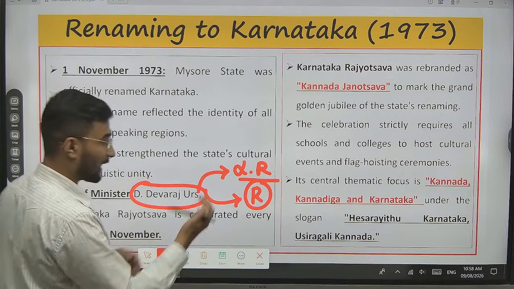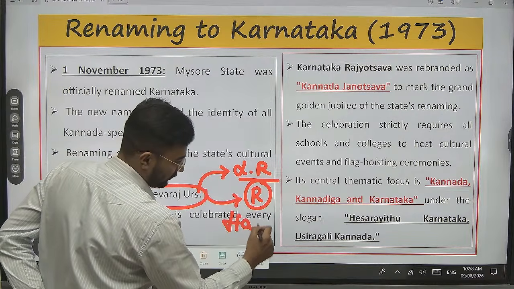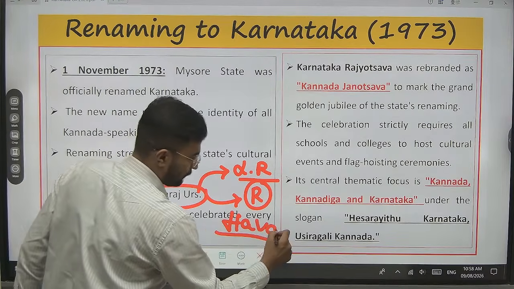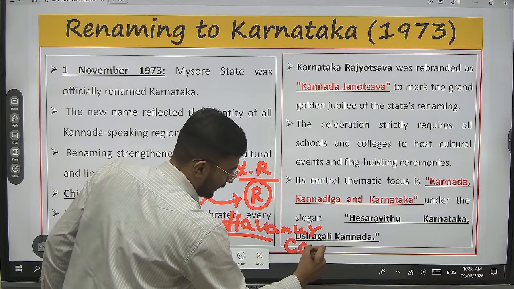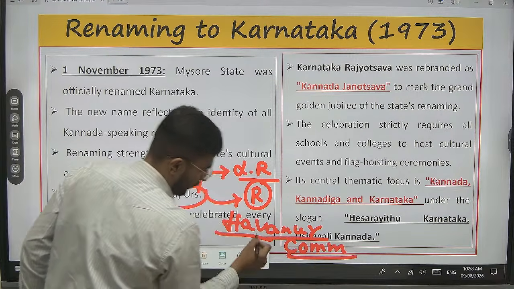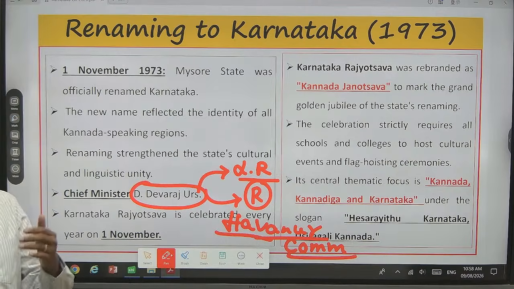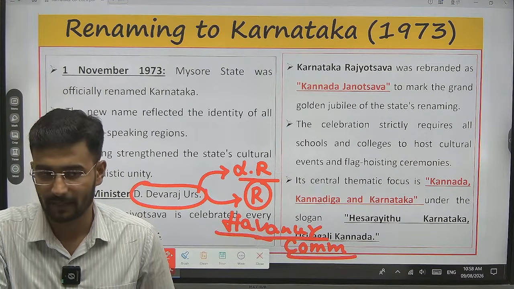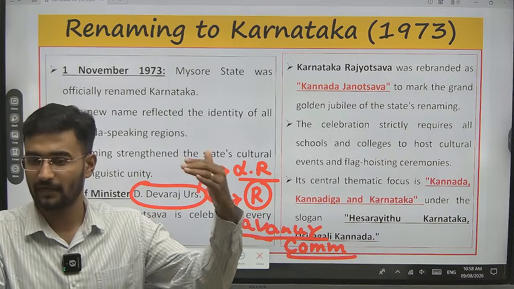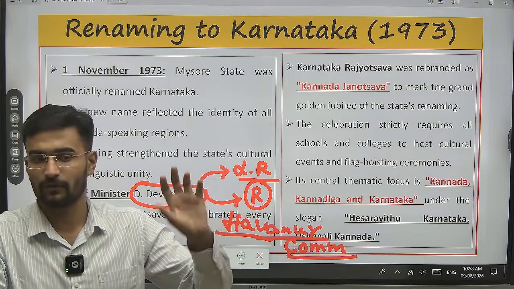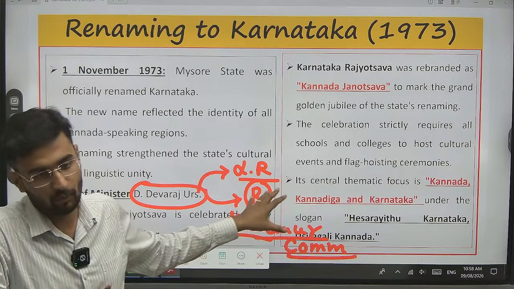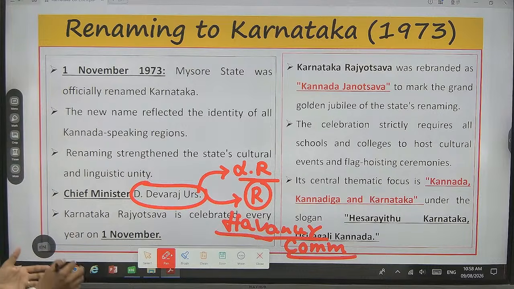Now, not only this, second one is reservation, and that reservation we call it as Havanur. Havanur Committee recommendations. This you should be aware. Havanur Committee ಸಂಬಂಧಪಟ್ಟಂಗೆ 1975 ಇಂದ 2025 ಒಳಗೆ 50 ವರ್ಷ ಆಯಿತು. It is again news. This year, the most important one, this Havanur Committee recommendation also you should be aware.